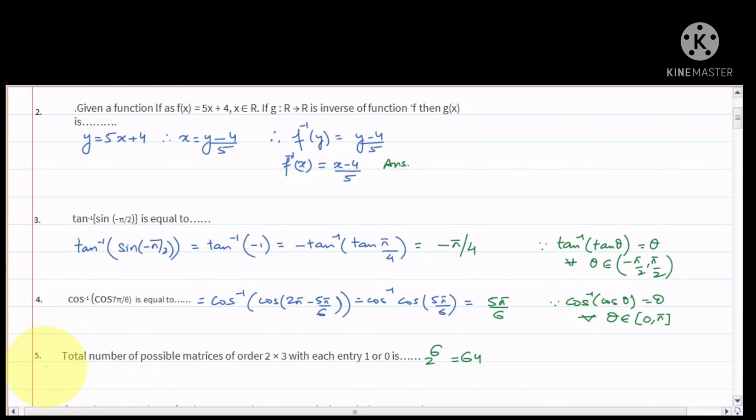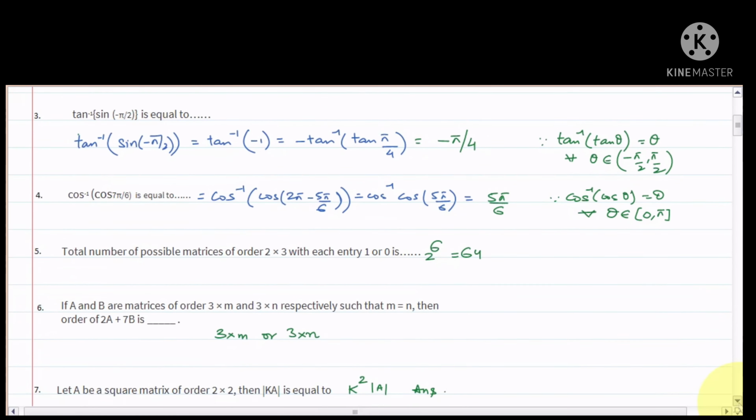Coming to question number 5, the total number of possible matrices of order 2 by 3 with each entry 1 or 0 is? We have 6 entries. Any entry can be 0 or 1, that means it can take 2 values, so our result is 2 to the power 6, and that becomes 64.